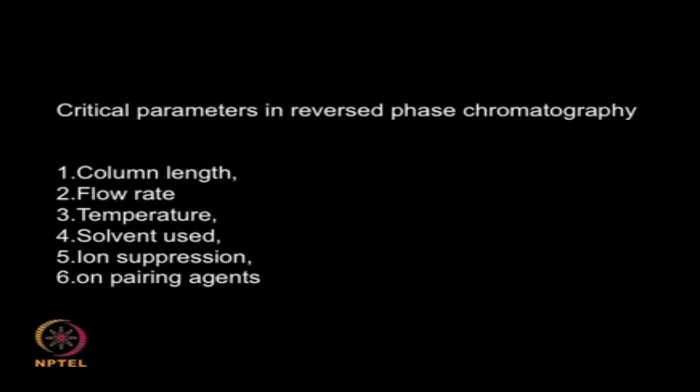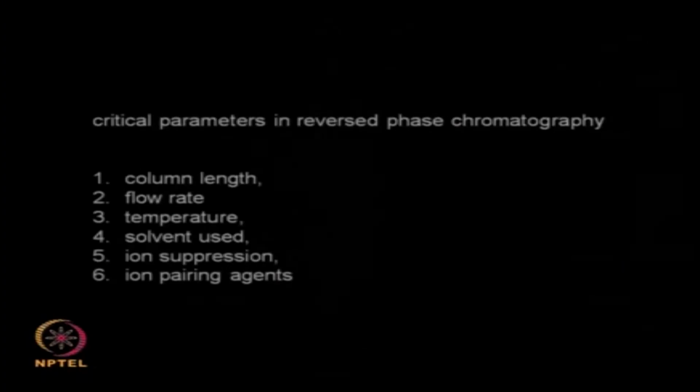So what are the critical parameters we need to consider in reverse phase? The column length, how long you want to have the column, flow rate of your continuous phase, what is the temperature you are working at, what are the solvents you are using, because I said you generally require a polar solvent because you are using a non-polar or hydrophobic stationary phase. Ion suppression, how are you preventing ionization, because once you have ionization then the hydrophobic interactions will not take place. Ionization spoils this type of hydrophobic interaction. So we need to change the pH so that ion suppression takes place. That means there is no dissociation of the compound into ionizable species. Use of ion pairing agent.